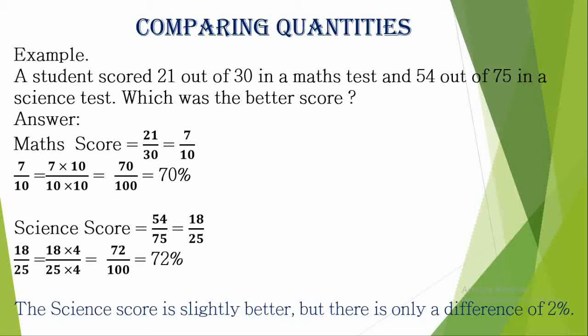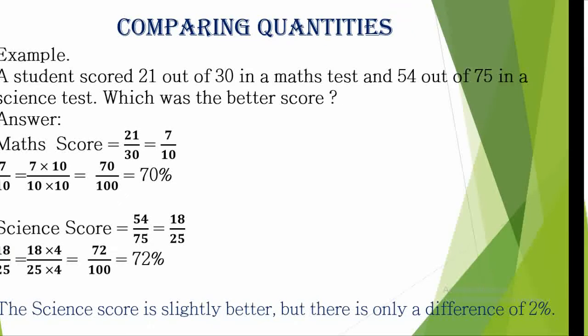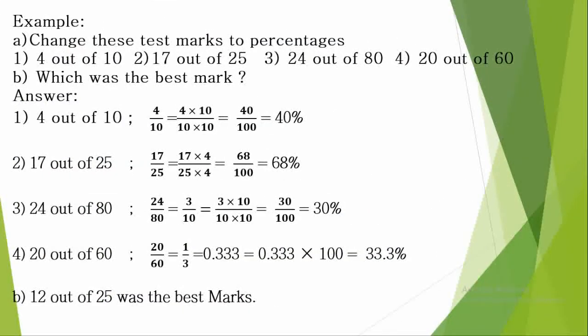So for the math score it's 70% and for the science score it's 72%. The question asked, which was the better score? The science score is slightly better, but there is only a difference of 2% between the math score and the science score. Understood? Now see some more examples.